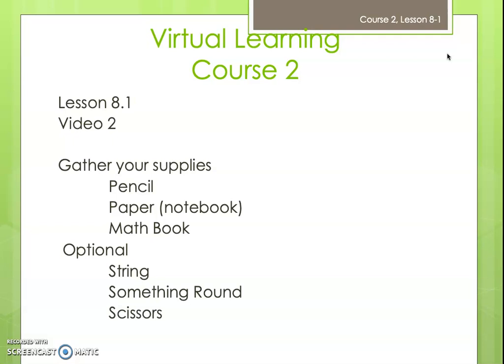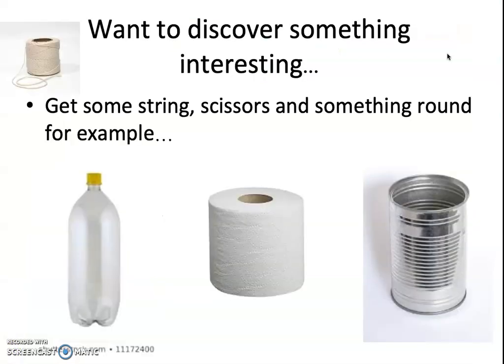Now, a couple of extra supplies, if you have them, that you could try a little bit of experimenting for yourself: find some string, something round, and some scissors. So, for example, it could be a pop can, a roll of toilet paper, a soup can, a bottle, anything that you have that's round, and then you're also going to need some scissors because we're going to be cutting some string.